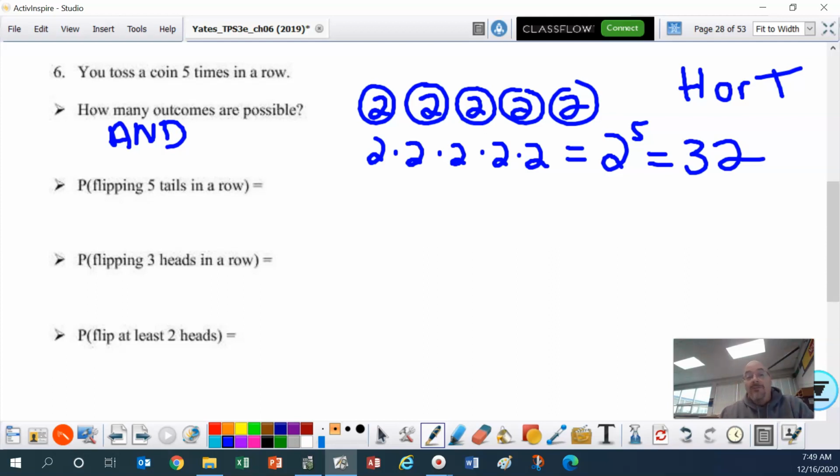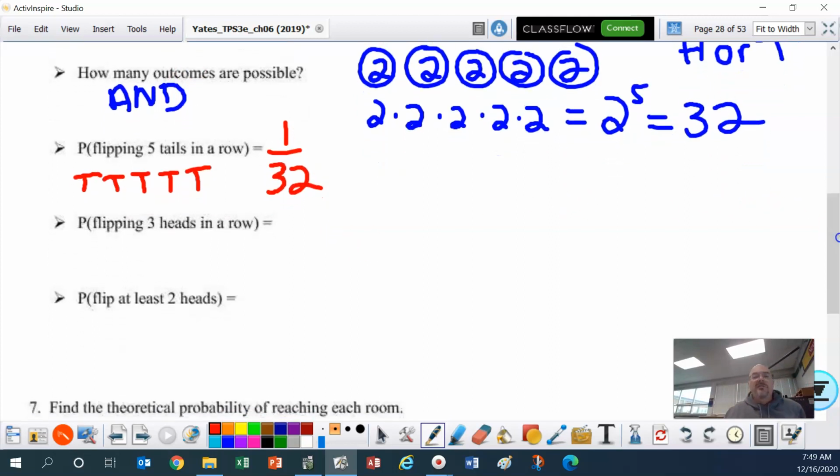The probability of flipping 5 tails in a row. Okay, well, think about this. Tails, tails, tails, tails, tails. Flipping 5 tails in a row, that's it. There's only one way. So the probability is 1 out of 32.